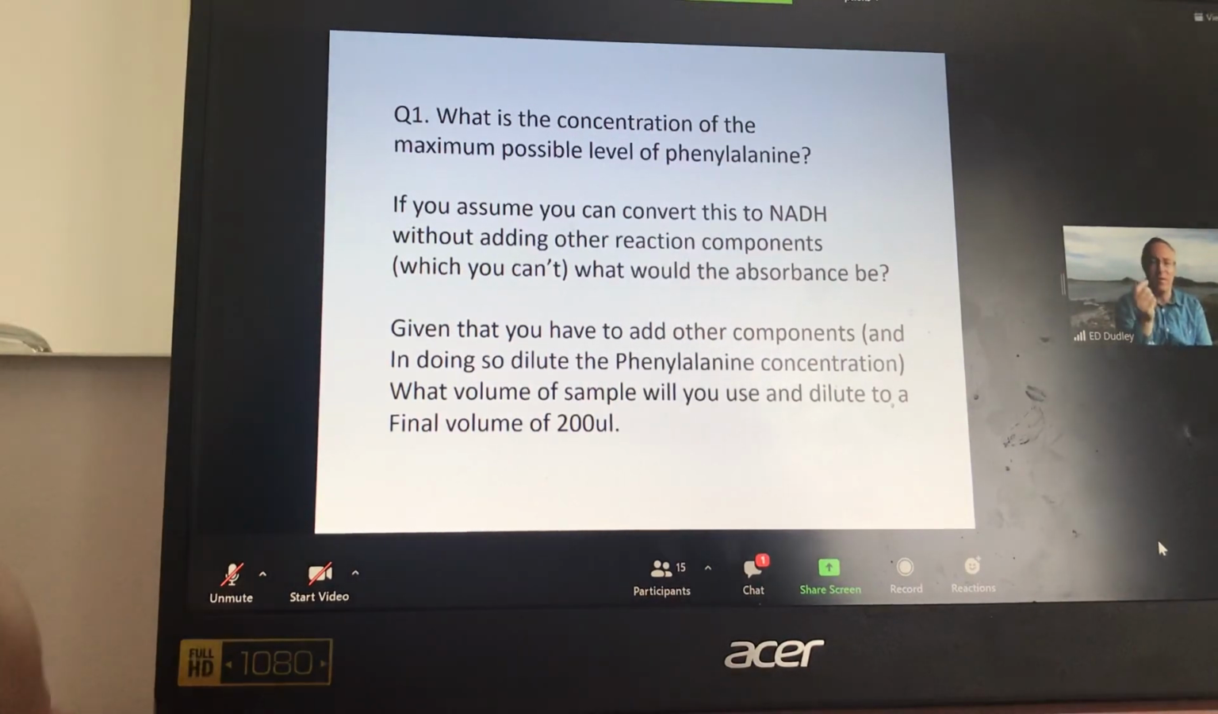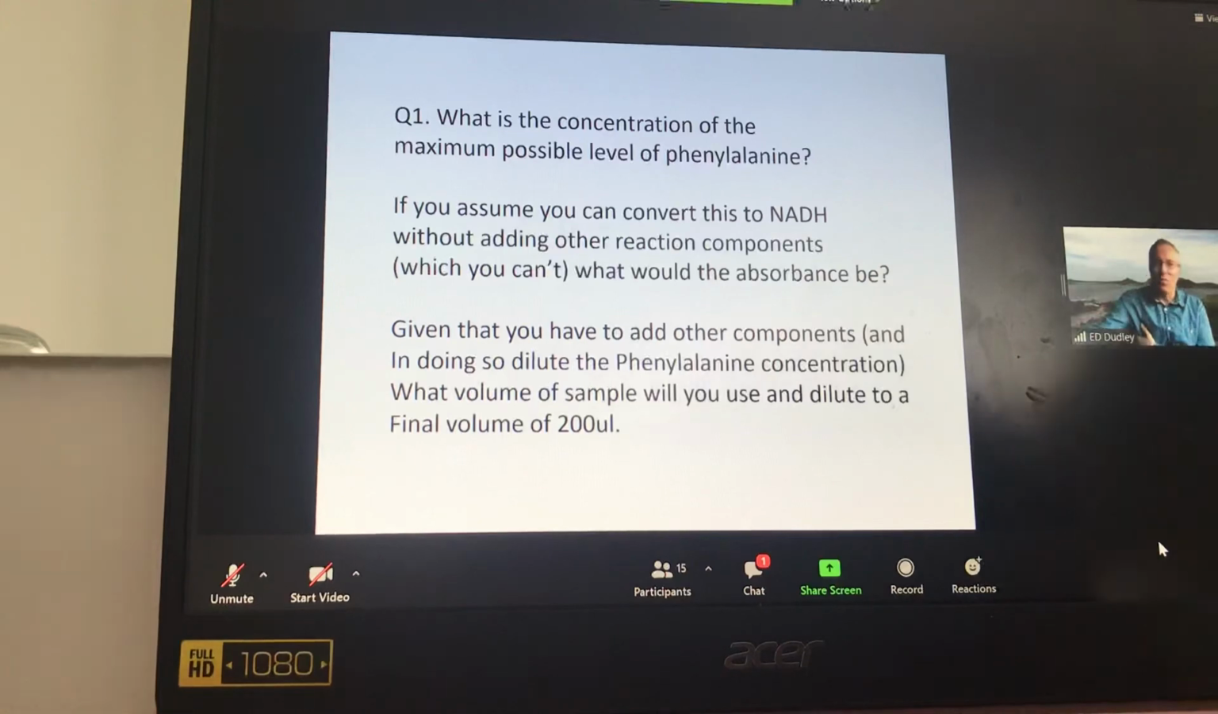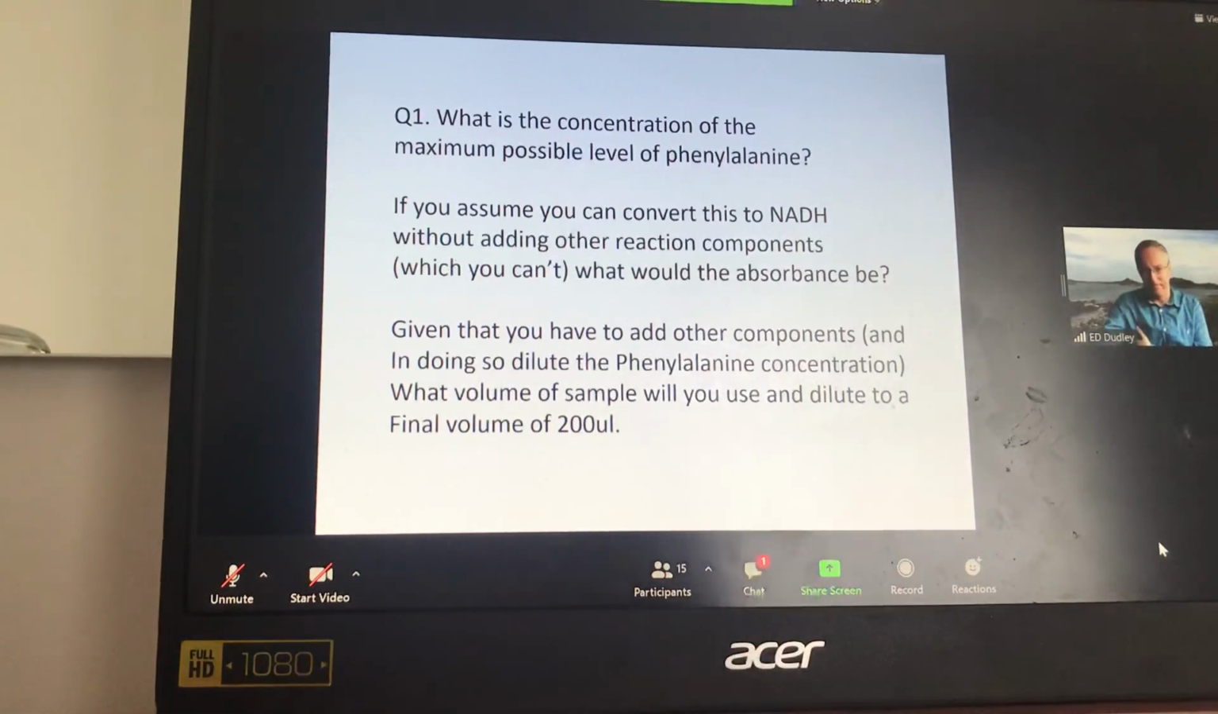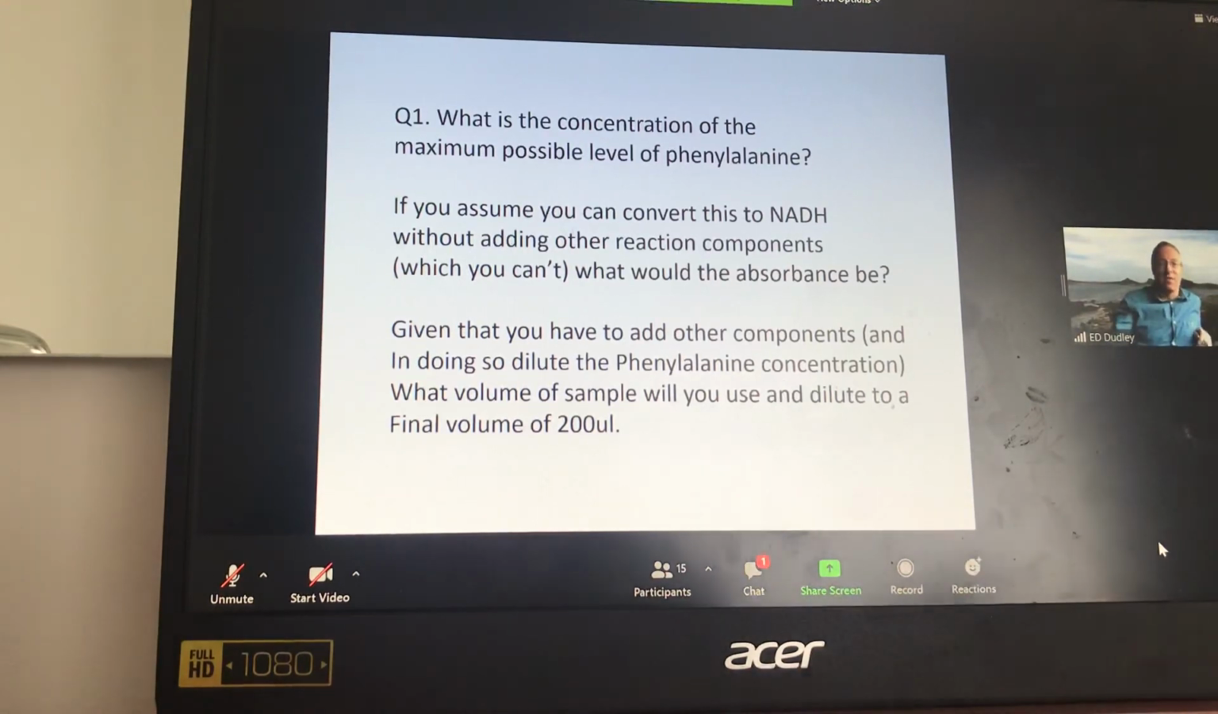And if we assume we can convert that phenylalanine directly to NADH without adding any other reaction components, just by magic, which is physically not possible, but let's come back to that in a minute, what would the absorbance be of the NADH produced? And once we know that, we can think about how much we can dilute the phenylalanine by adding the other reaction components to bring the absorbance down to roughly 1 absorbance unit.